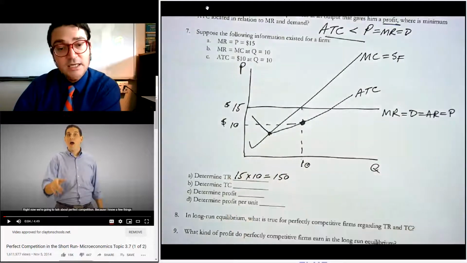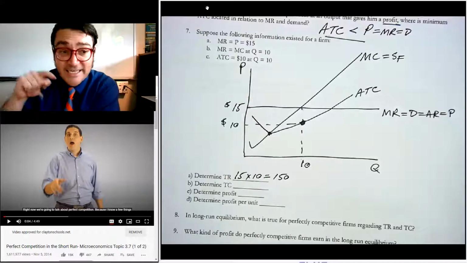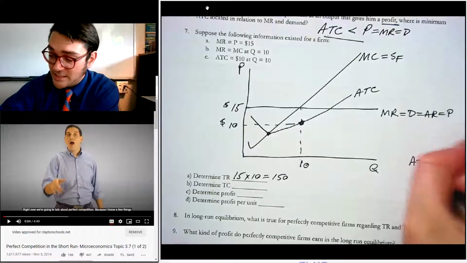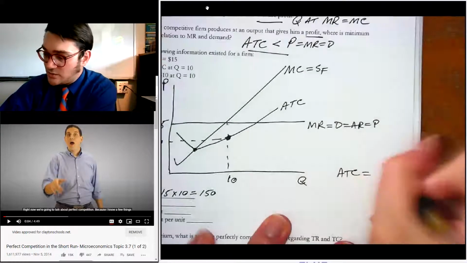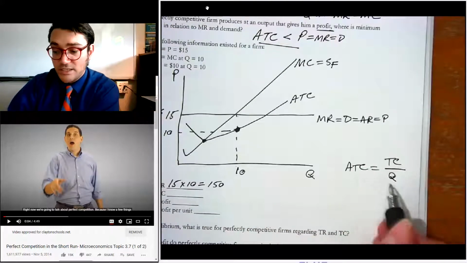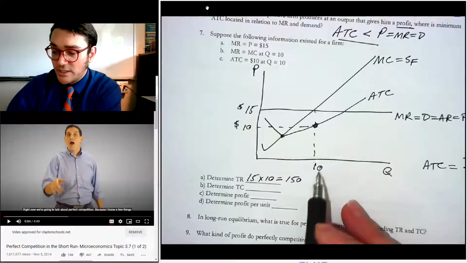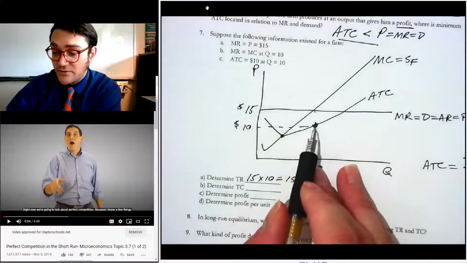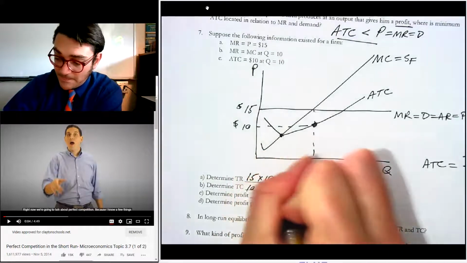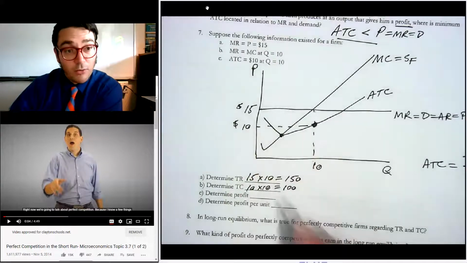The second question says total cost. You can also figure that out because it's the ATC times the quantity. We know that ATC is the total cost divided by the quantity, so we just multiply quantity times ATC and we can figure out the total cost. What's the quantity? It's 10, and the ATC value there is $10. So 10 times 10 is $100. And now we can subtract the two and figure out what profit is.